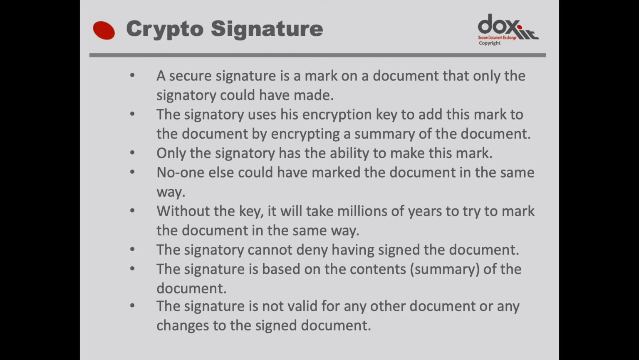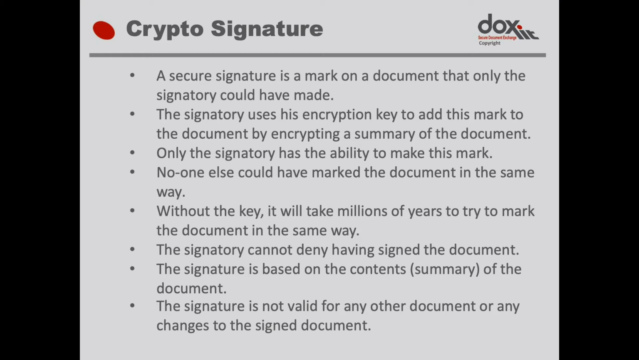A secure signature is a mark on a document that only the signatory could have made. The signatory uses his encryption key to add this mark to a document by encrypting a summary of the document and appending it at the end. Only the signatory has the ability to make this mark. No one else could have marked the document in the same way. Without the key, it will take millions of years to try and mark the document in the same way.